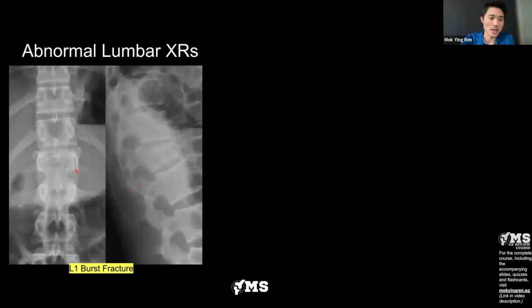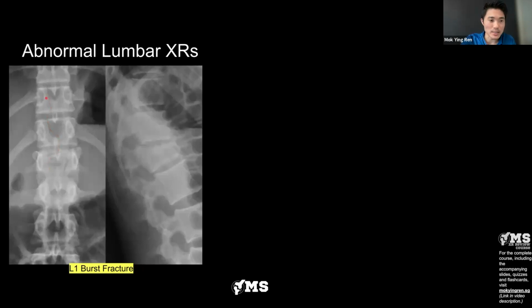A quick look at some abnormal lumbar X-rays over here. This is a burst fracture. Okay, how do I know that L1 is involved? Well, this is T12, right? So this is L1. And the key sign to identify here is a widened interpedicular distance. Right, repeat after me. A widened interpedicular distance, right?